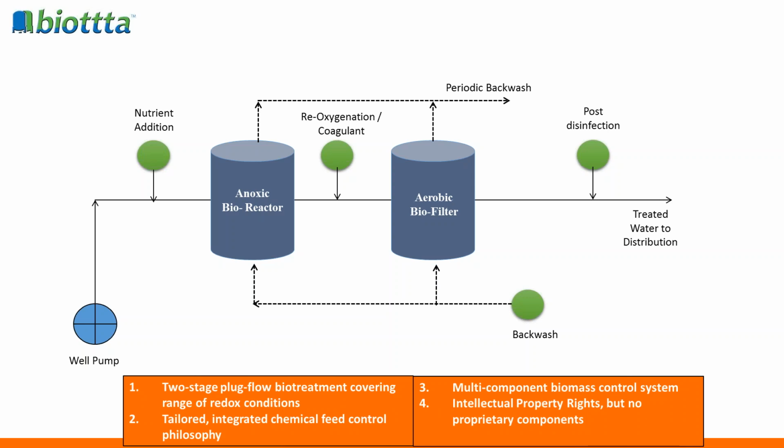And so again, it's a two-stage plug flow biotreatment covering a range of redox conditions. You'll see the ORP go from negative to positive throughout the process here as you go from an anoxic to an aerobic environment. We have a tailored integrated chemical feed control philosophy, so that way we carefully control the chemicals based on the contaminant loads. And that way we can get the most effective treatment out of there and control the biomass. And there are intellectual property rights and patents on this, but there are no proprietary components as part of the system.